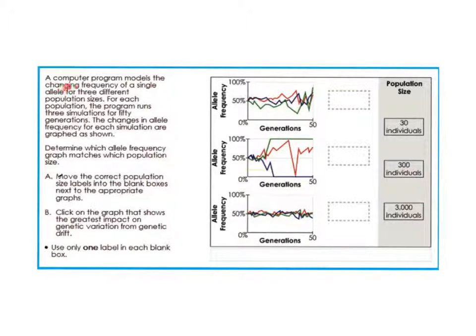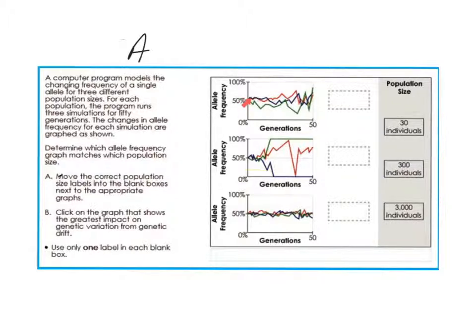All right, guys. A computer program models the changing frequency of a single allele for 3 different population sizes. Each population program runs simultaneously for 50 generations, and it's charting what happens to that allele. Now, they say one allele, so it's either big A or little a, right? So it's only one, actually, so what's happening with big A? Is big A increasing or is big A decreasing? Is little a increasing or is little a decreasing? Whatever, so it's changing over time.